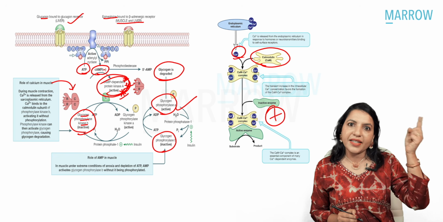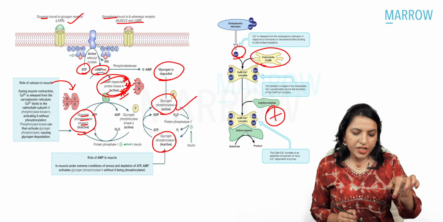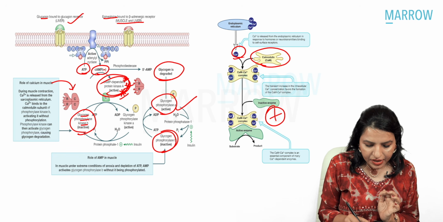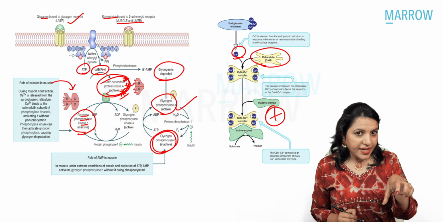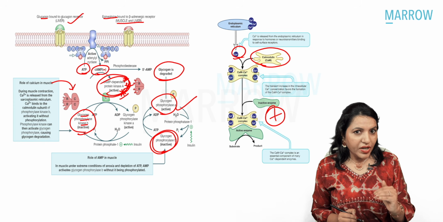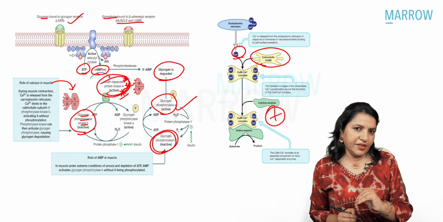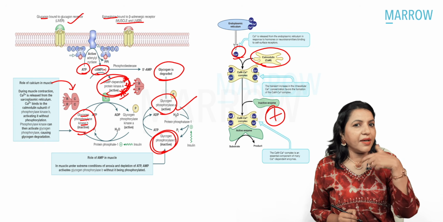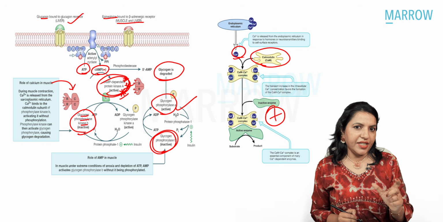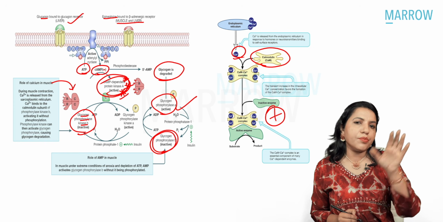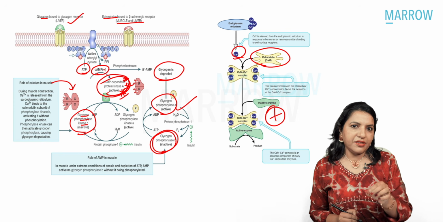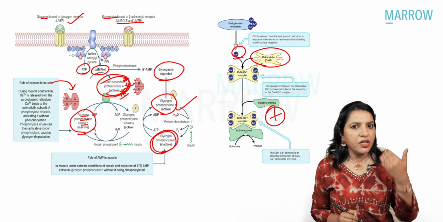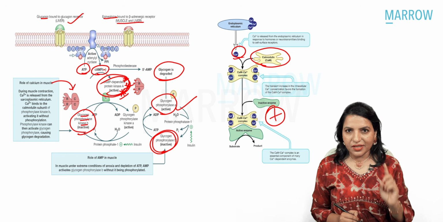It is not cyclic AMP dependent, which in turn converts glycogen phosphorylase to the active form, which means calcium can activate glycogenolysis. Not a cyclic AMP independent protein kinase. Cyclic AMP dependent protein kinase also can activate glycogenolysis, or in other words, glycogen phosphorylase. I hope that is clear.